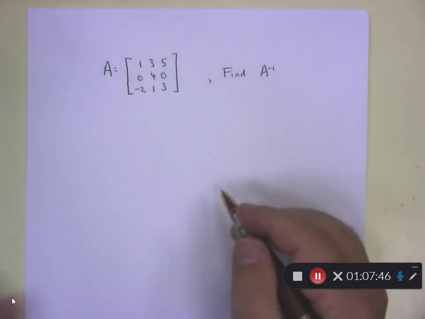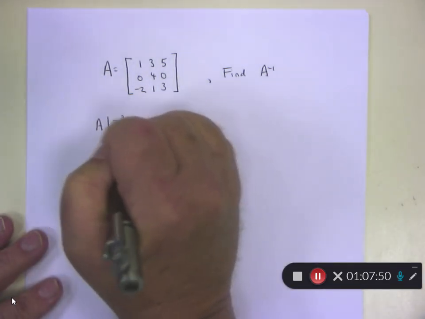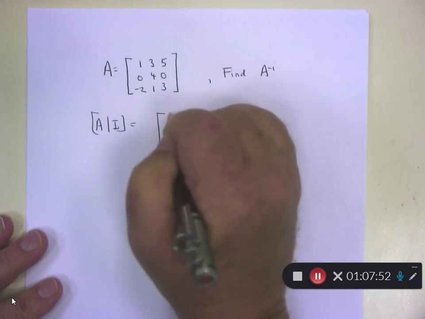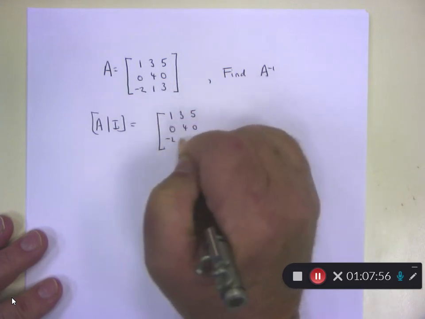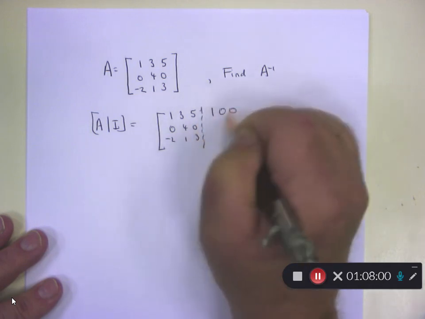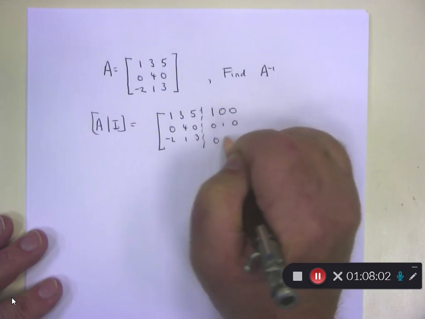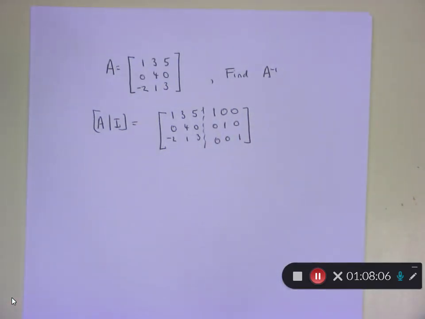To find A inverse, I'm going to take A and augment with the identity. This would be 1, 3, 5, 0, 4, 0, negative 2, 1, 3, augmented with 1, 0, 0, 0, 1, 0, 0, 0, 1, the 3 by 3 identity. You with me?